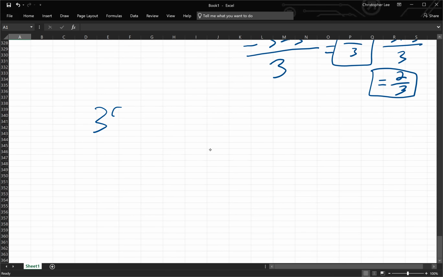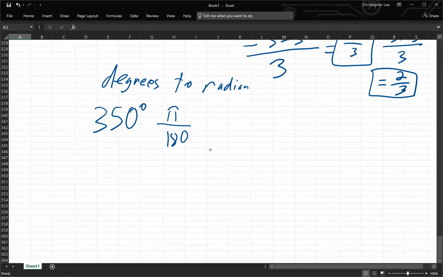So no matter what degree they give you, it doesn't matter. To go from degrees to radians, just multiply by pi over 180. In your calculator, very simply, you can just do 350 divided by 180. Zeros will cancel. 5 goes into 35 7 times.